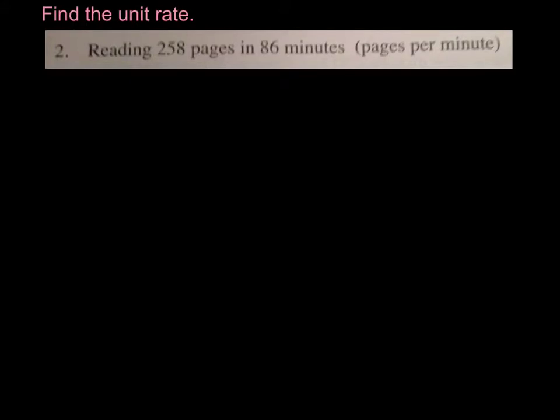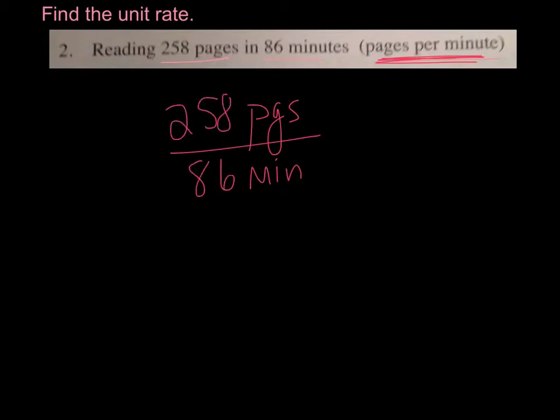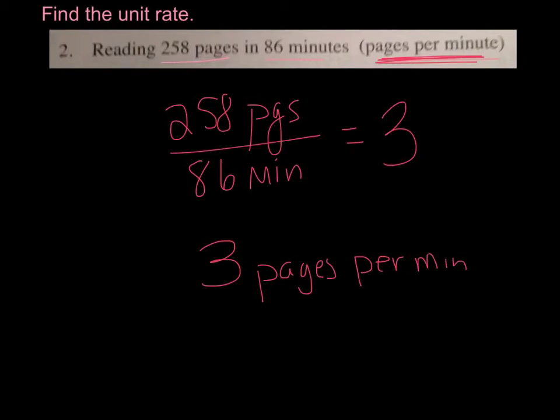Here's another one where I'm given a rate and I need to find the unit rate. This time I'm told that I can read 258 pages in 86 minutes, and we want to know how many pages per minute that would be. So I'm using this as my clue. I want pages per minute. So I know my pages is going to be on top here. 258 pages in 86 minutes. And when I do 258 divided by 86, I get an answer of 3. So that tells me that if I'm reading 258 pages in 86 minutes, I am reading at a rate of 3 pages every minute, or 3 pages per minute.